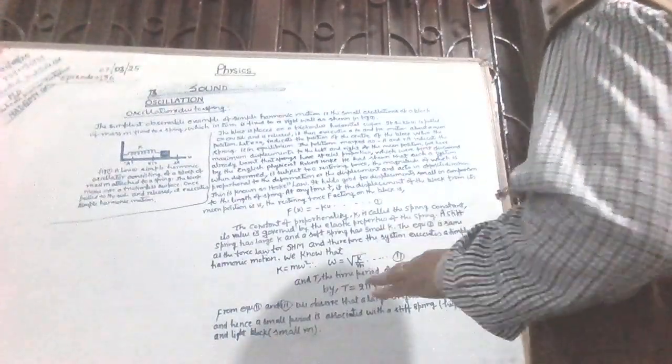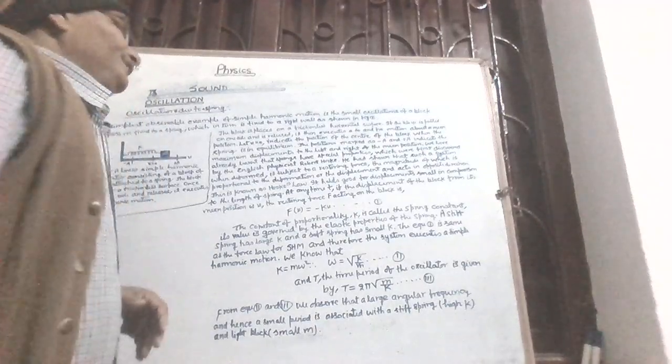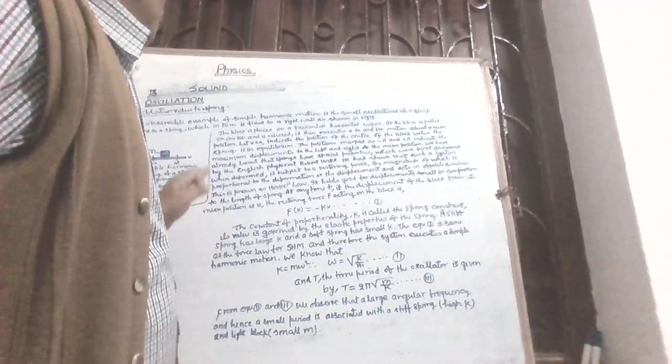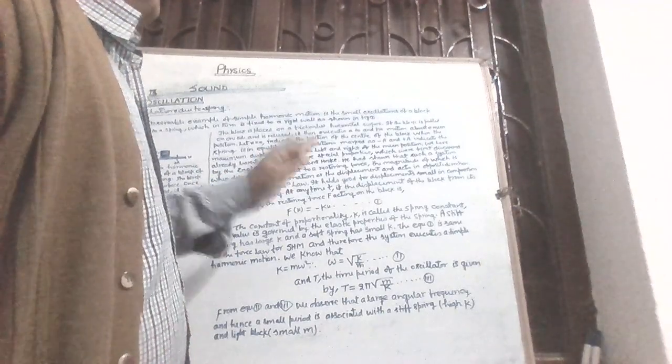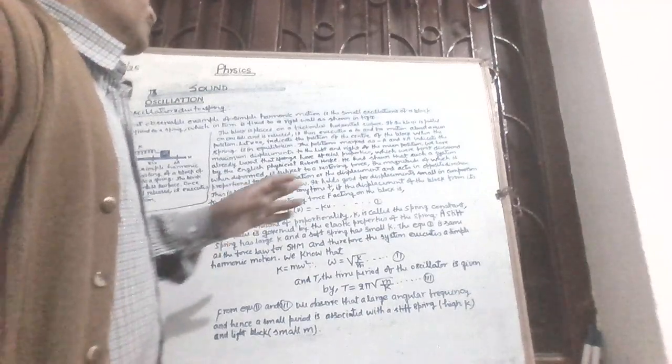At any time t, if the displacement of the block from its mean position is x, the restoring force F acting on the block is F equals minus kx. Thus, the constant of proportionality k is called the spring constant. Its value is governed by the elastic properties of the spring. A stiff spring has a large k and a soft spring has a small k.